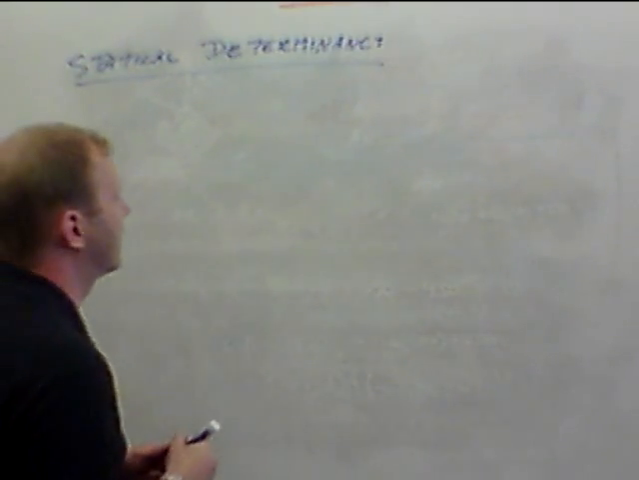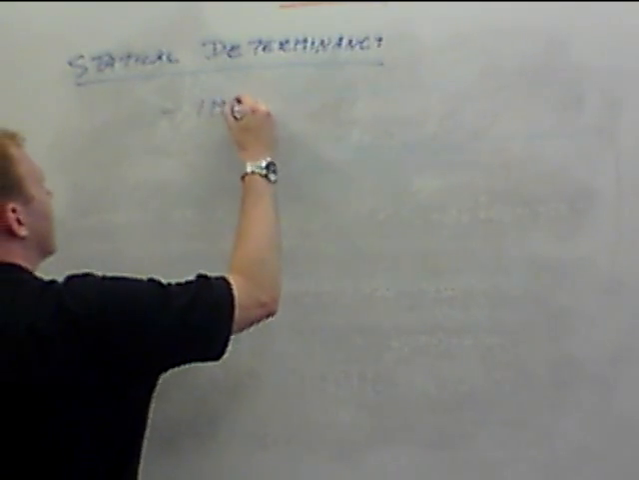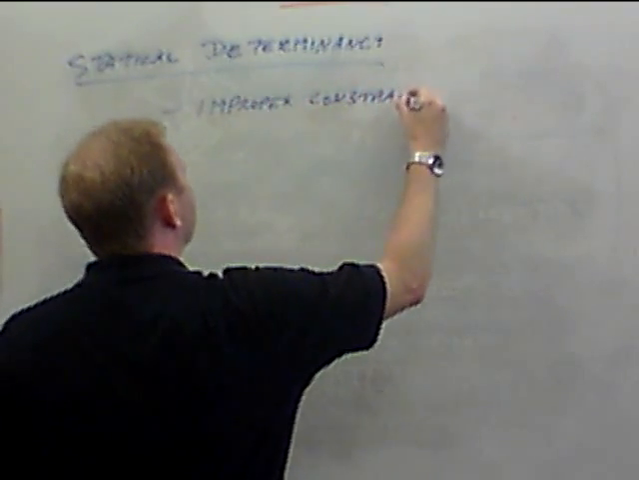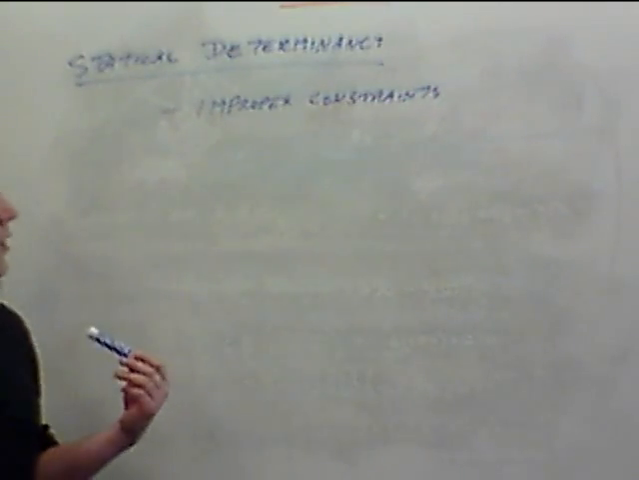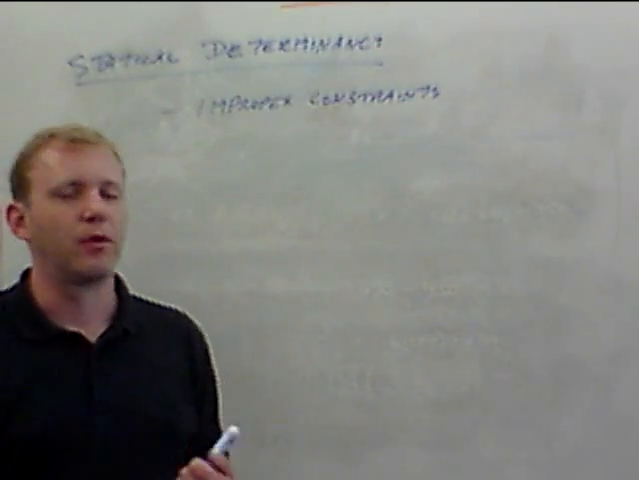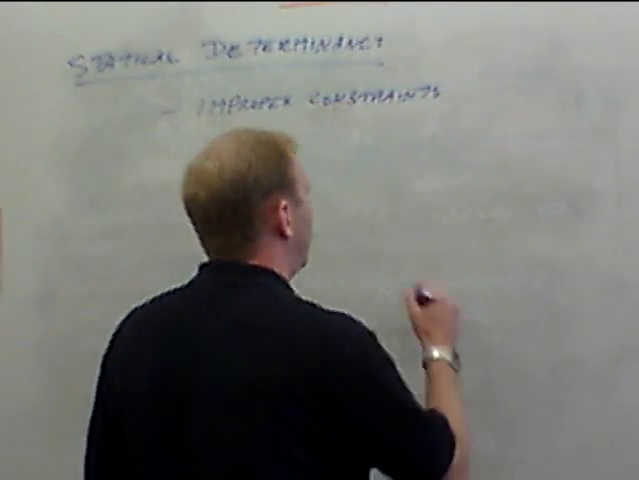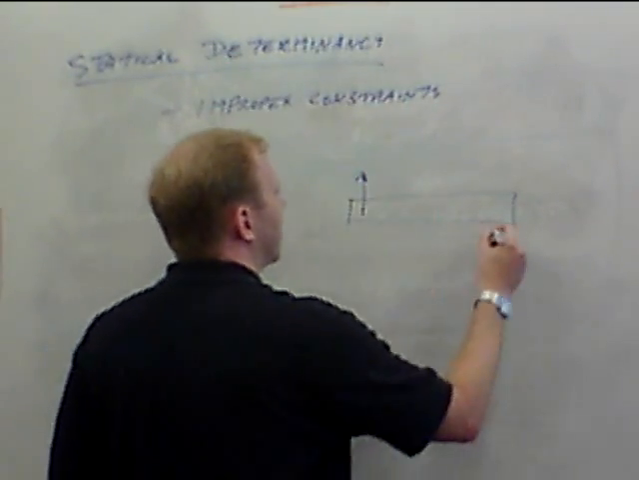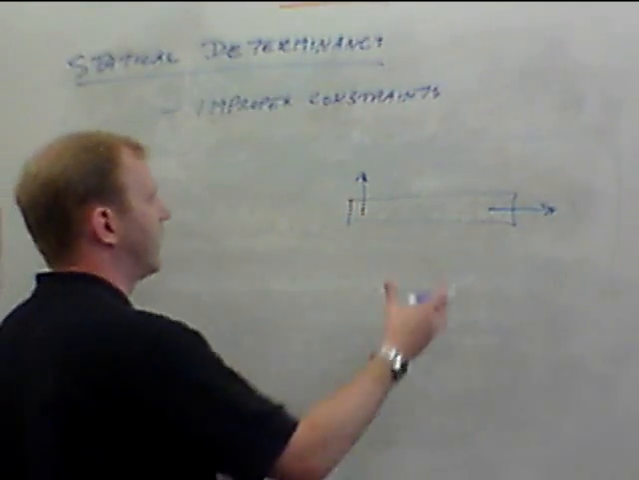There are a couple of things that can prevent this. One is improper constraints. Improper constraints are when you have a problem where the support forces aren't enough to keep the beam or the object from moving. You don't get equilibrium. So for instance, if I had a beam with 2 forces acting on it, one like this and one like this, there's no way that's an equilibrium. These are improper constraints.